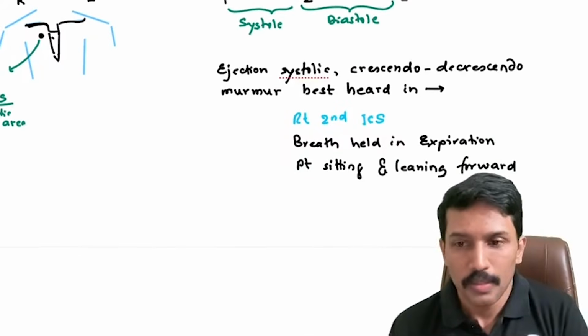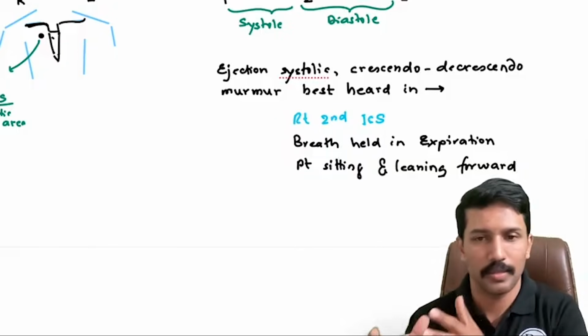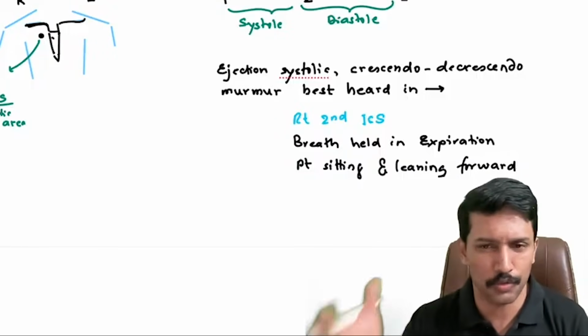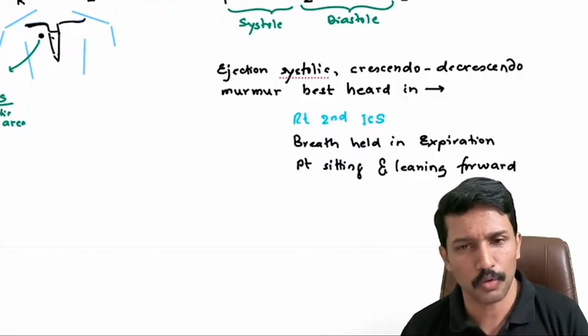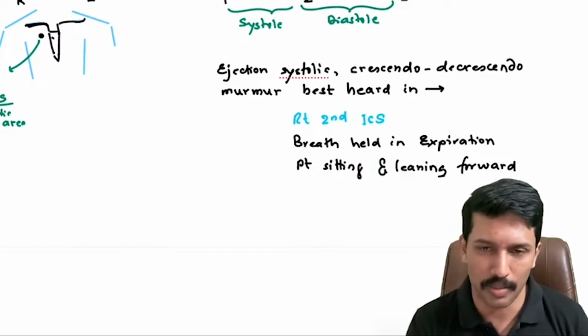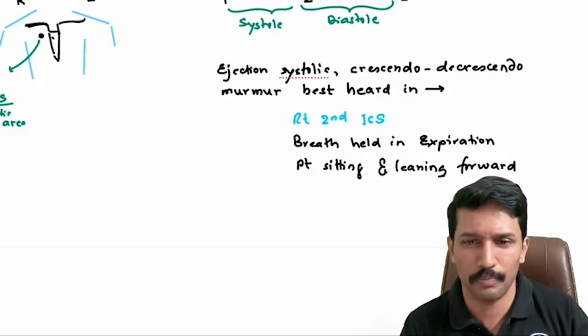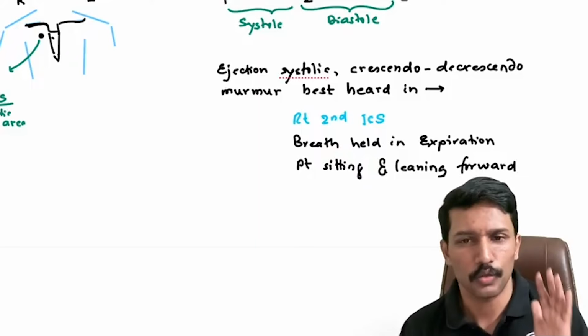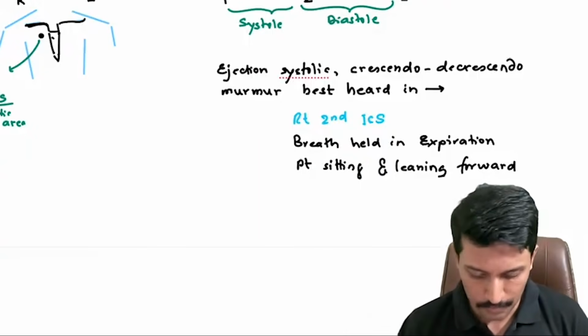So we were discussing this murmur, and I think Sutapa had asked why we should examine in expiration for the left side of the heart. The left side of the heart gets more blood during expiration, and the right side during inspiration. So if it is a right heart valve pathology, pulmonary or tricuspid valve, you better hear it in inspiration. If it is left, you better hear it in expiration.